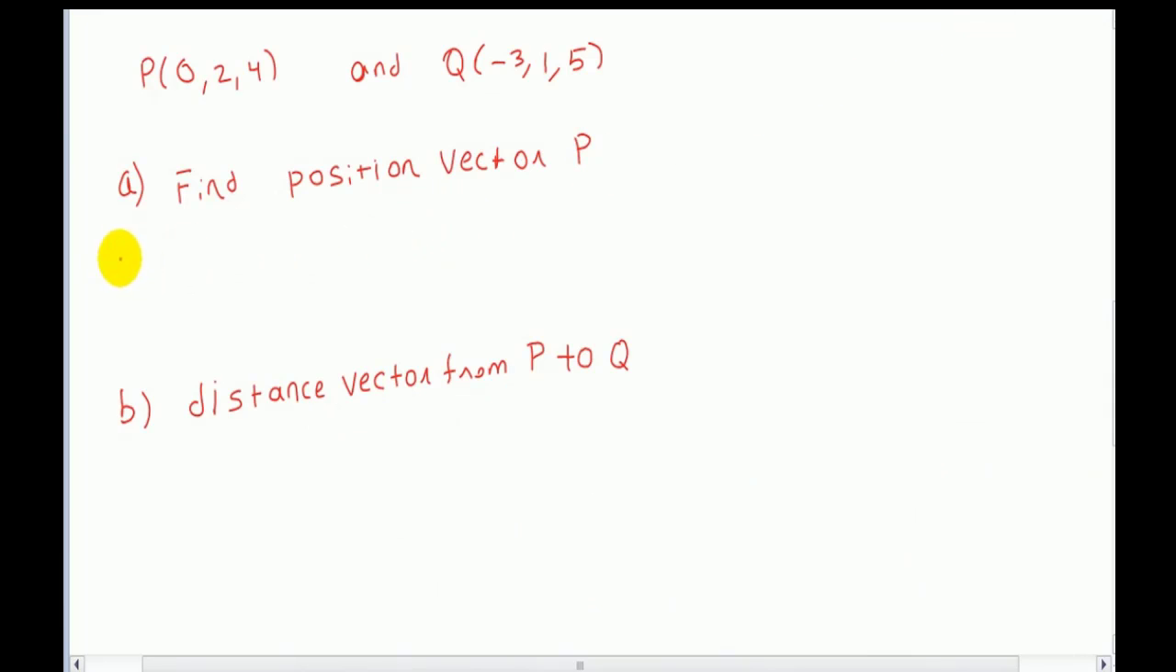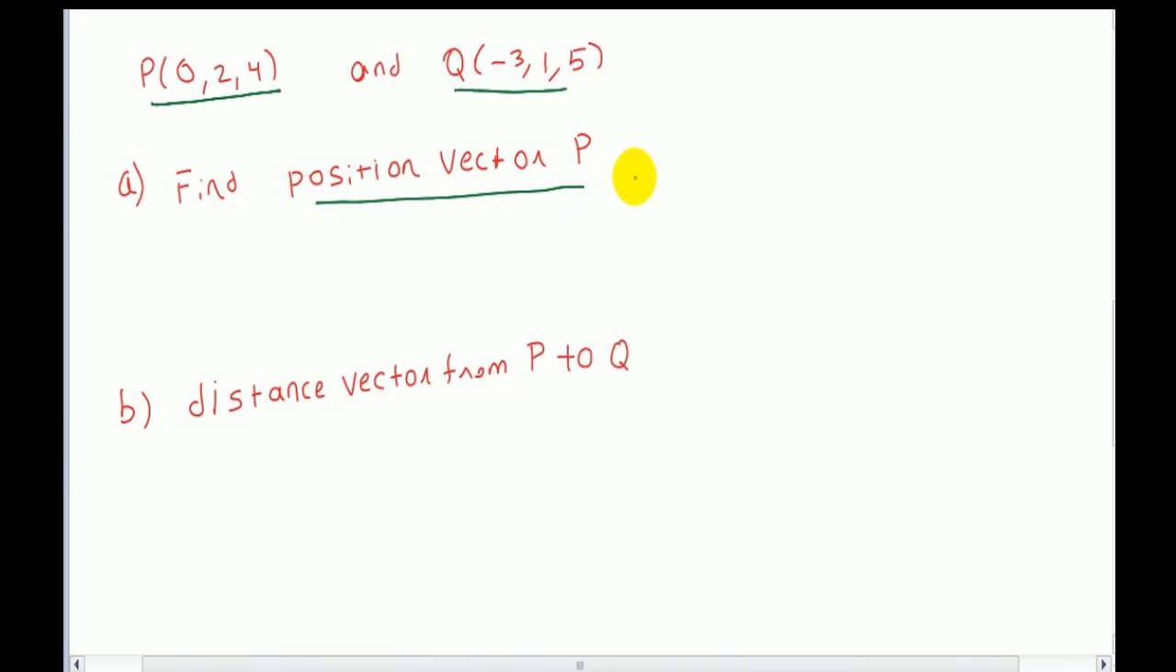Suppose this is a question. In this, point P and point Q are given. Coordinates of P are 0, 2, 4 and coordinates of Q are -3, 1, 5. So the first part is we want to find the position vector P.